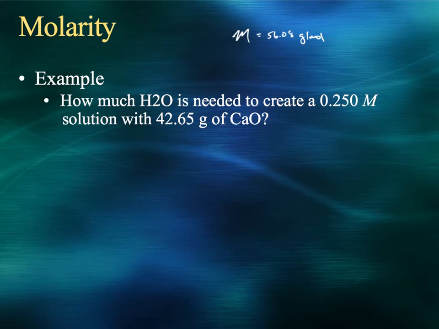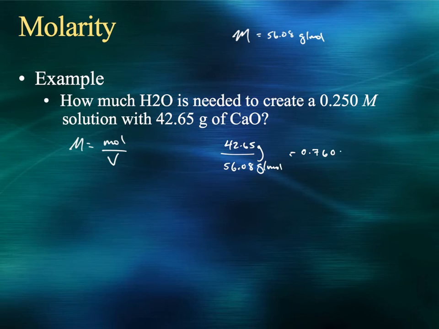Another example here, how much H2O is needed to create a 0.250 molar solution with 42.65 grams of calcium oxide? So this time we're trying to solve for a volume. My equation is, molarity is moles over volume, which is in liters. I can very quickly, once again, get the number of moles, taking the 42.65 grams, dividing by the molar mass calculated ahead of time. So 42.65 divided by 56.08, and we end up with 0.7605 moles of calcium oxide.